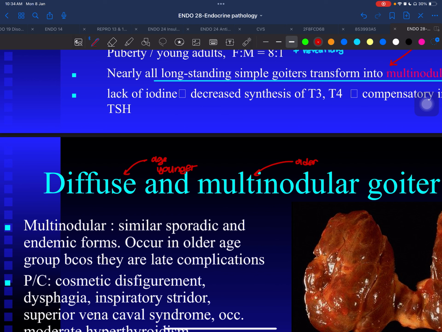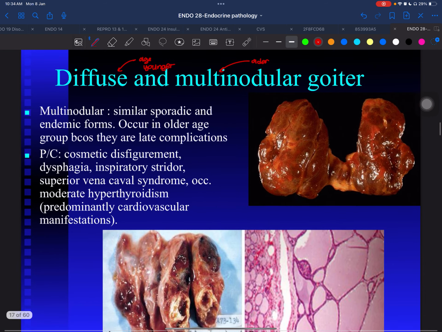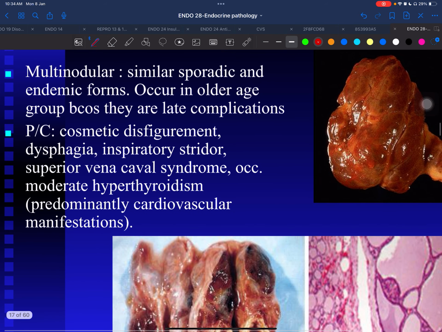Okay, and there can be compression on the esophagus causing dysphagia, and then also on the trachea it can cause stridor. When breathing in there is a stridor sound. It can also cause compression on the SVC, superior vena cava obstruction or syndrome. And occasionally they have moderate hyperthyroidism, and that will lead to some cardiovascular manifestation. They have a lot of blood flow. You can listen for bruit in the neck. When you put the stethoscope on the neck there is a bruit because there is increased vasculation. Okay. So that's how multinodular goiter looks like.